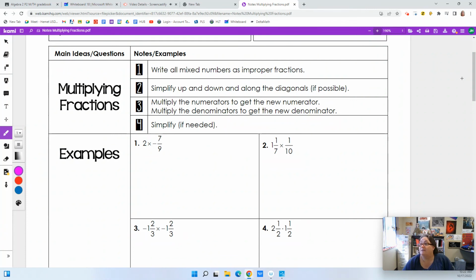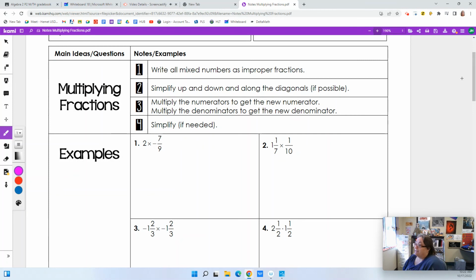Then it says simplify up and down all along the diagonals if possible. I'll show you what that means as we get along into the problems, but basically wherever you can simplify, you want to simplify, right? It keeps your numbers a little smaller. Here's the thing though, if you don't simplify till the end, that's okay too. Multiply the numerators to get the new numerator and multiply the denominators to get the new denominator, and then simplify again if you need to.